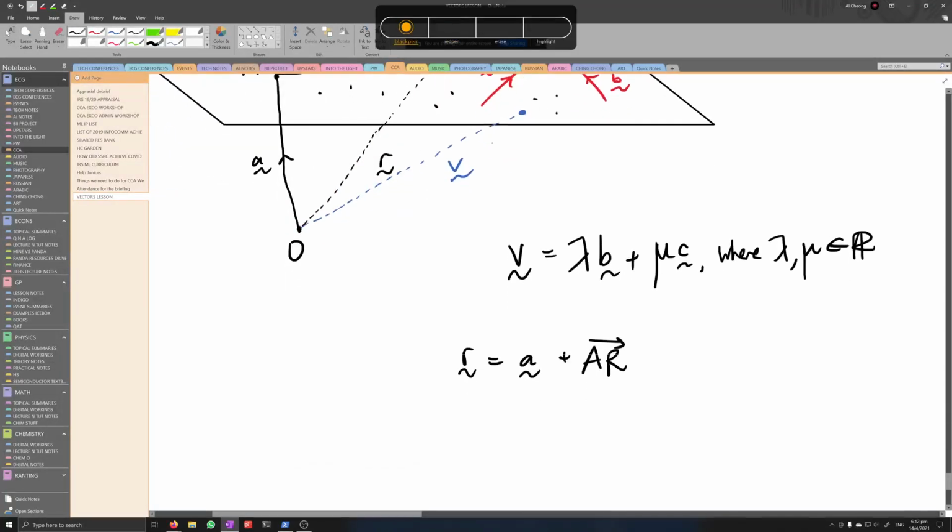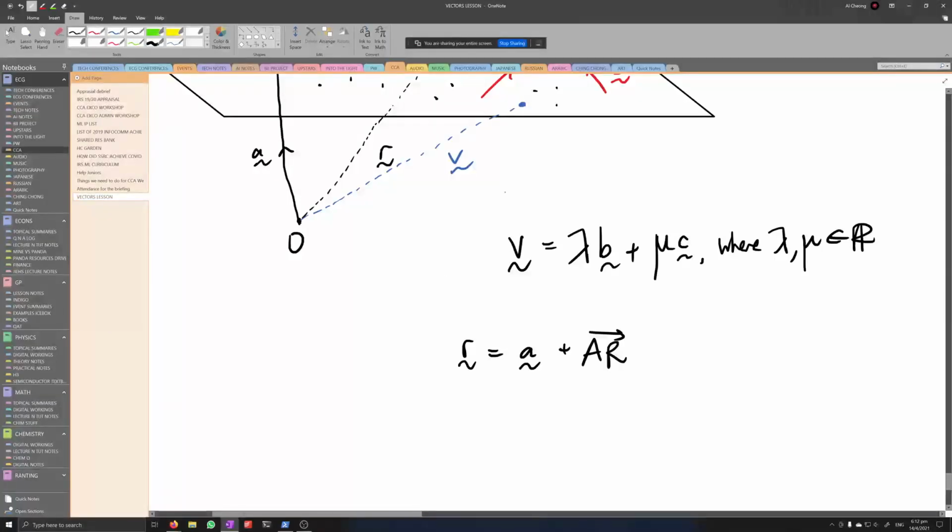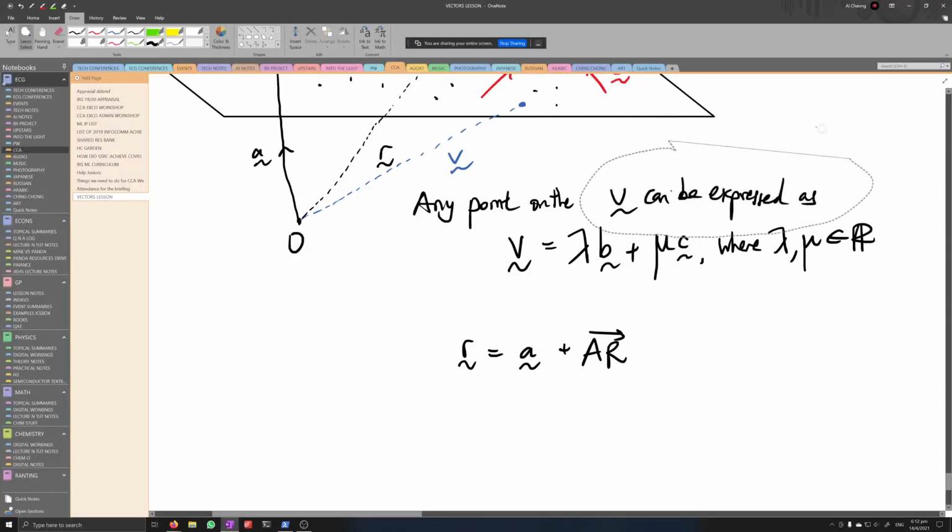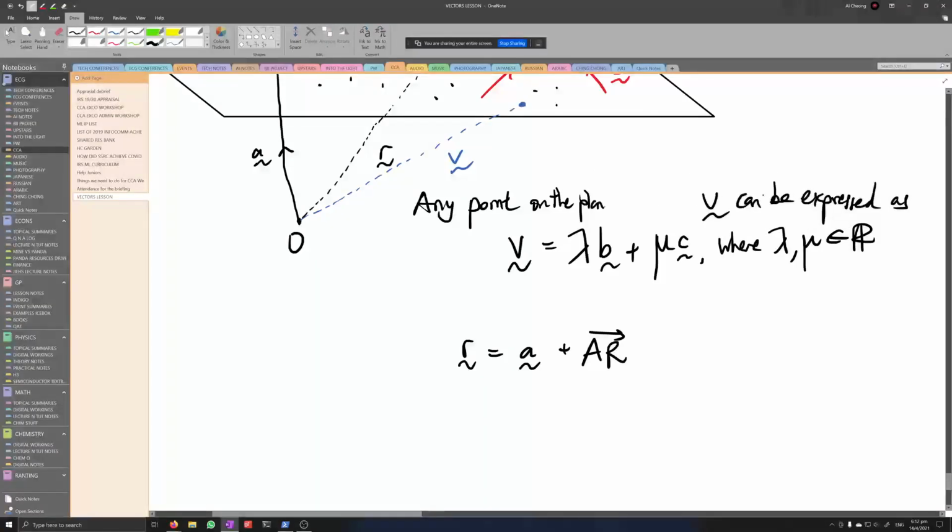Since we know that AR, okay, any point on the plane pi can be expressed like this.